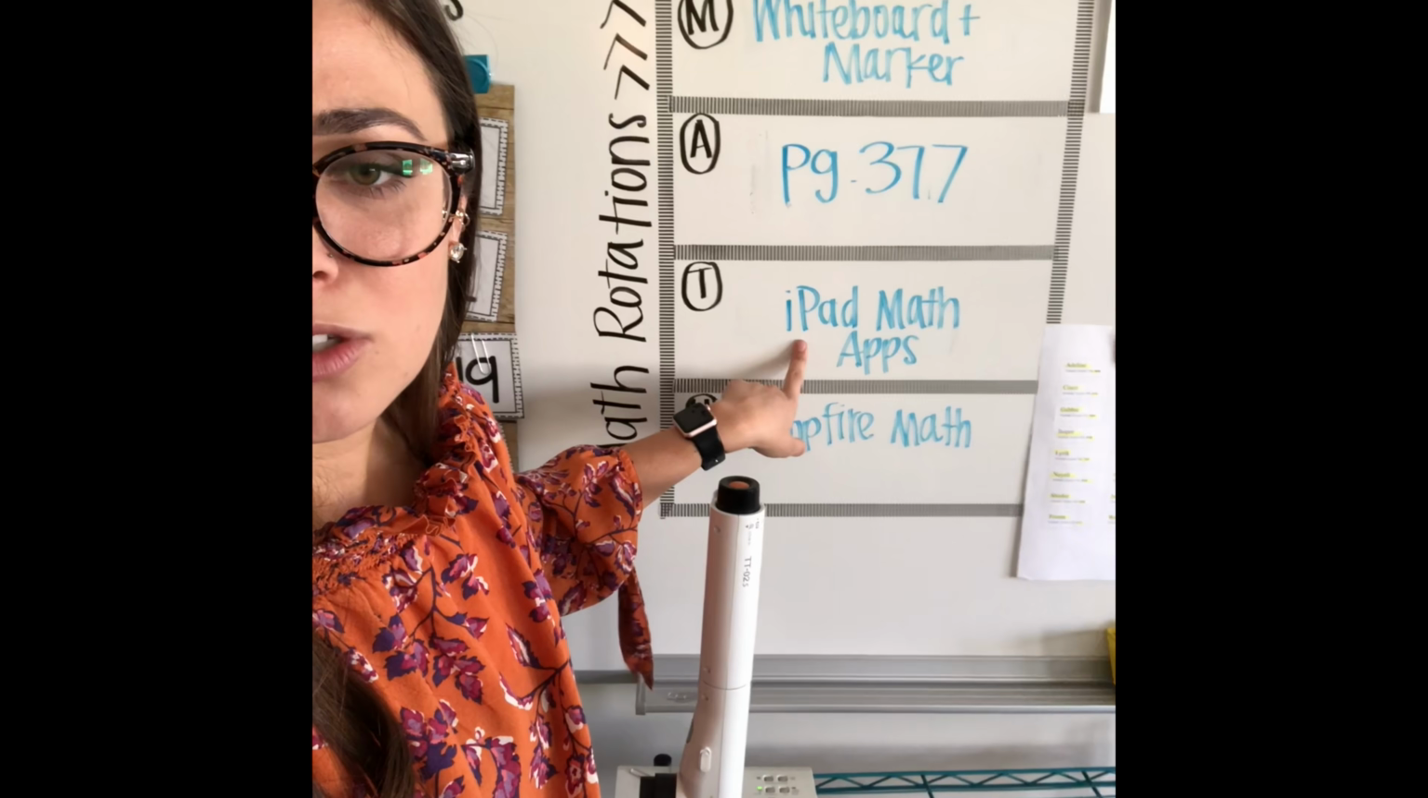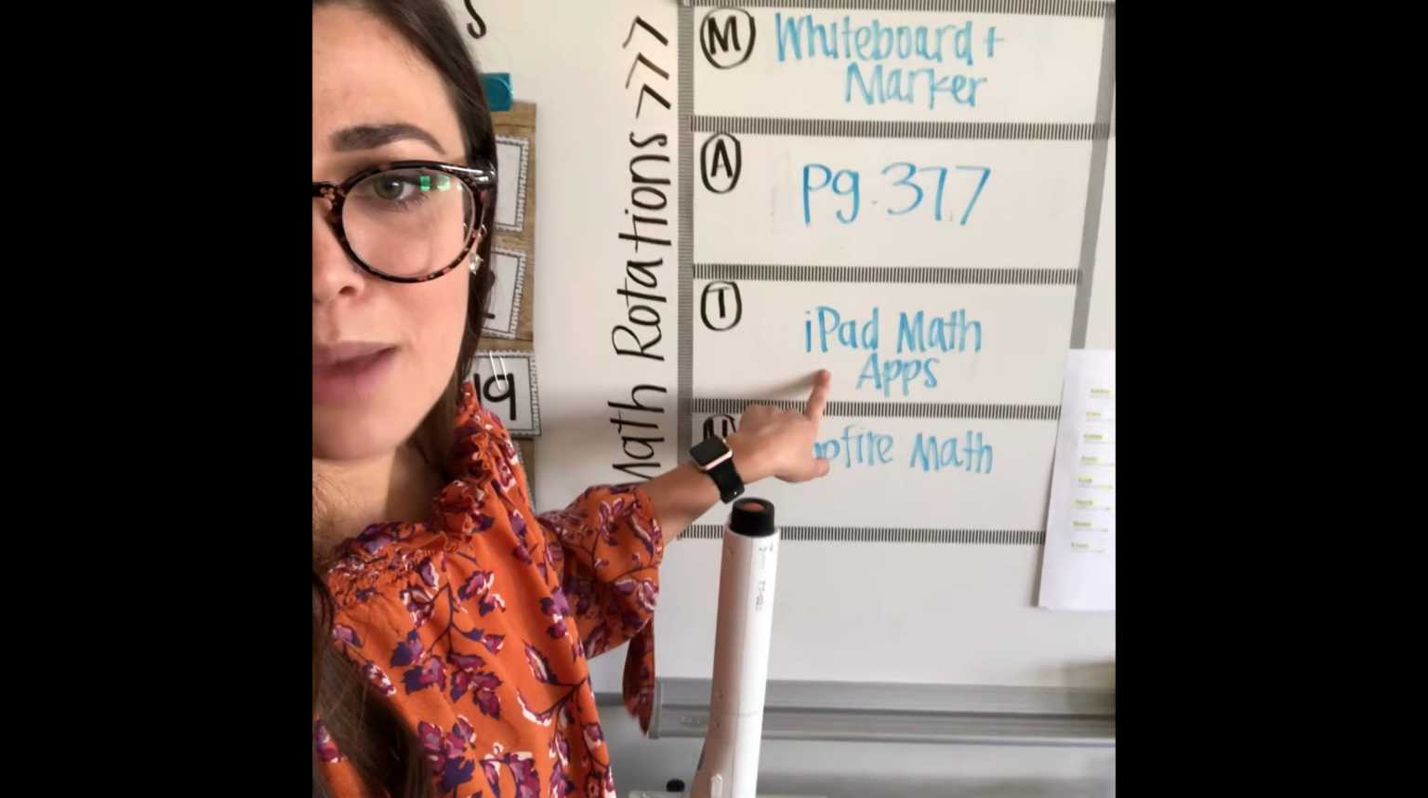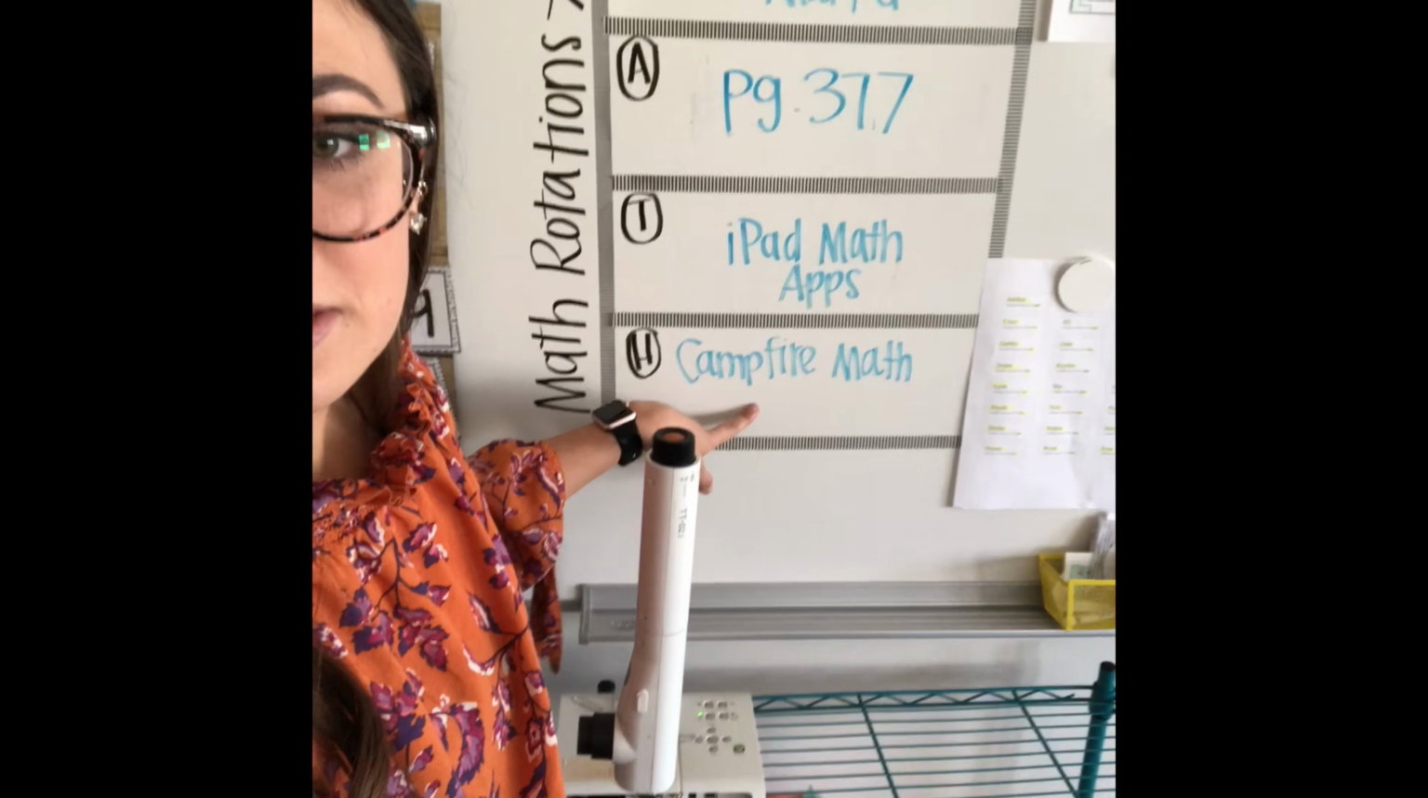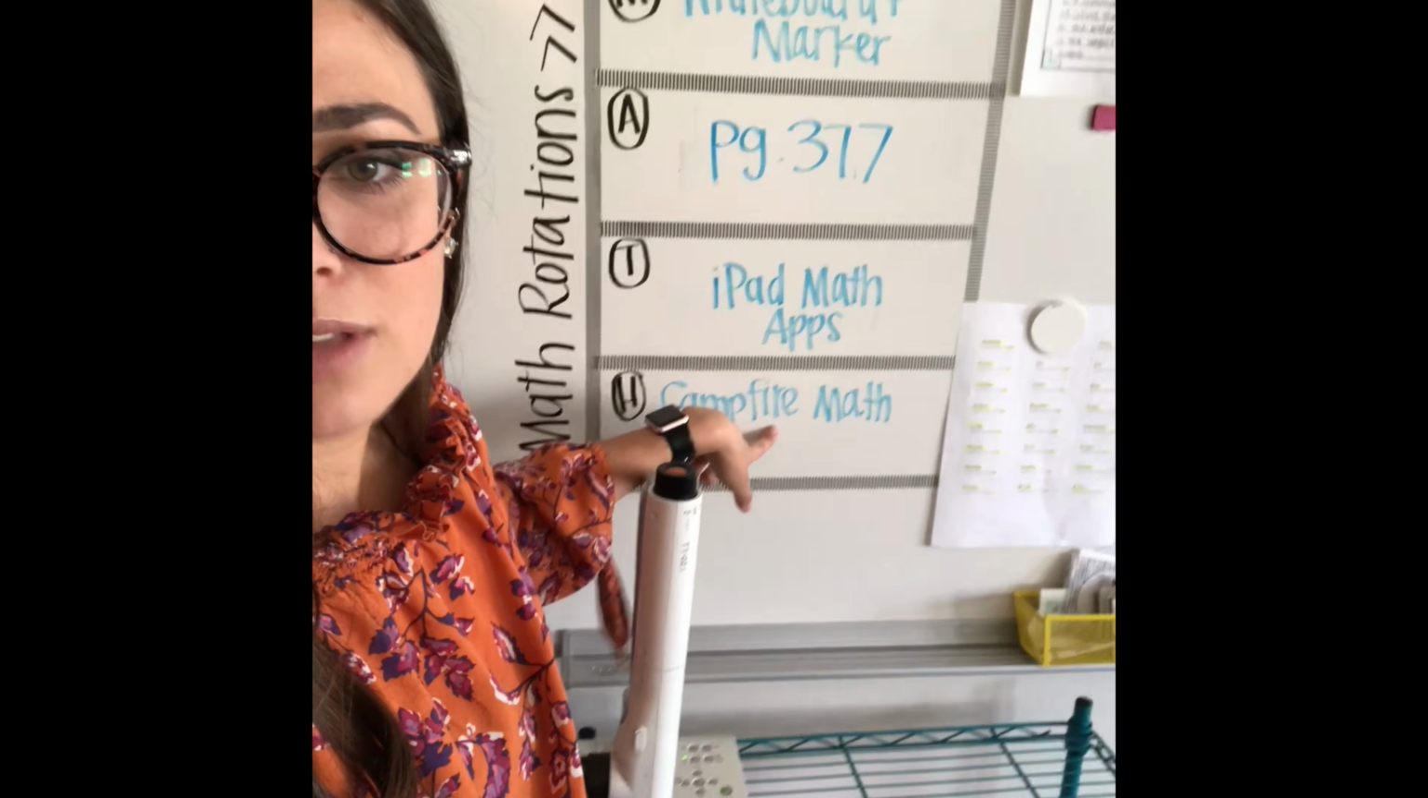It reminds them what they're doing for technology. This week we were doing the iPad apps, and then it also tells them what activity they're doing for hands-on. So that's the campfire math. And that's just a really nice visual because I made it pretty big, and it's right up there at the front of my room so that I don't ever have to answer that question again either. I explain it one time right after my whole group instruction, and then it's on them. If they don't know it, they look at the board.